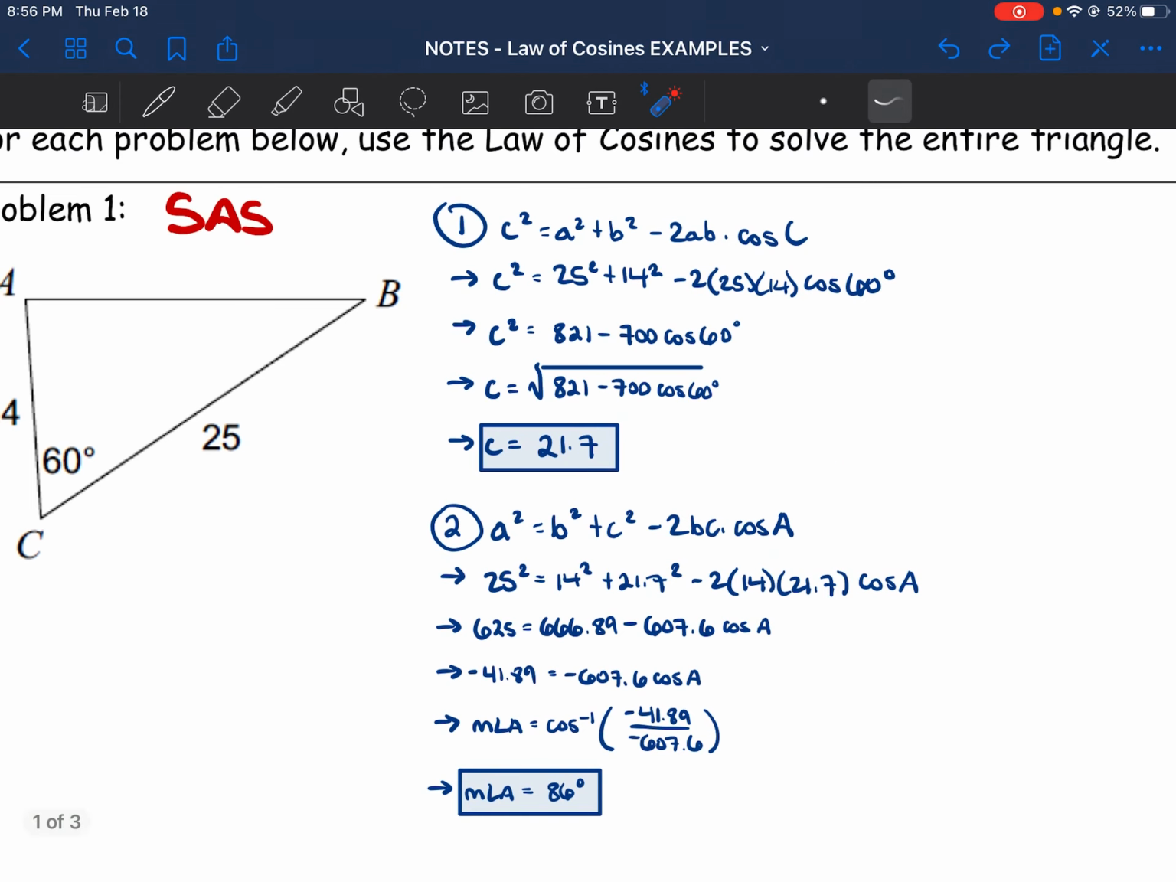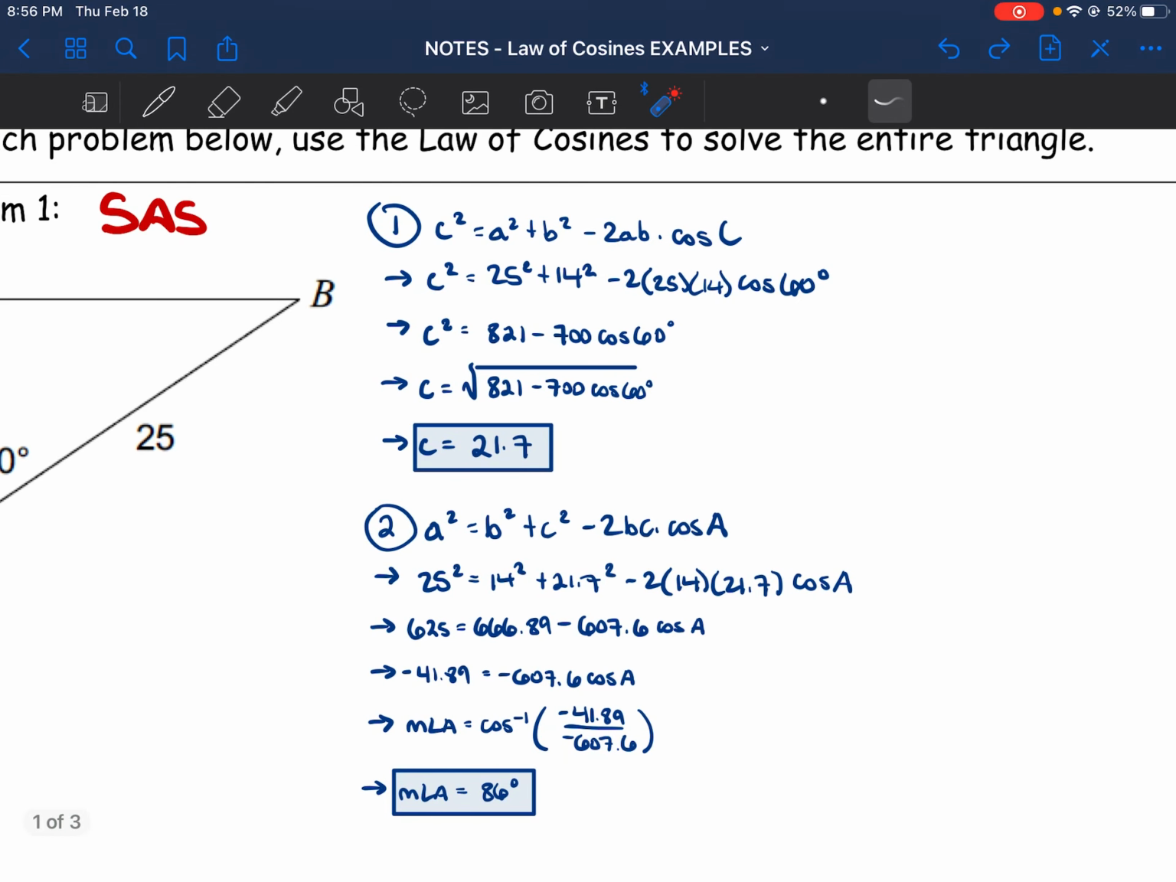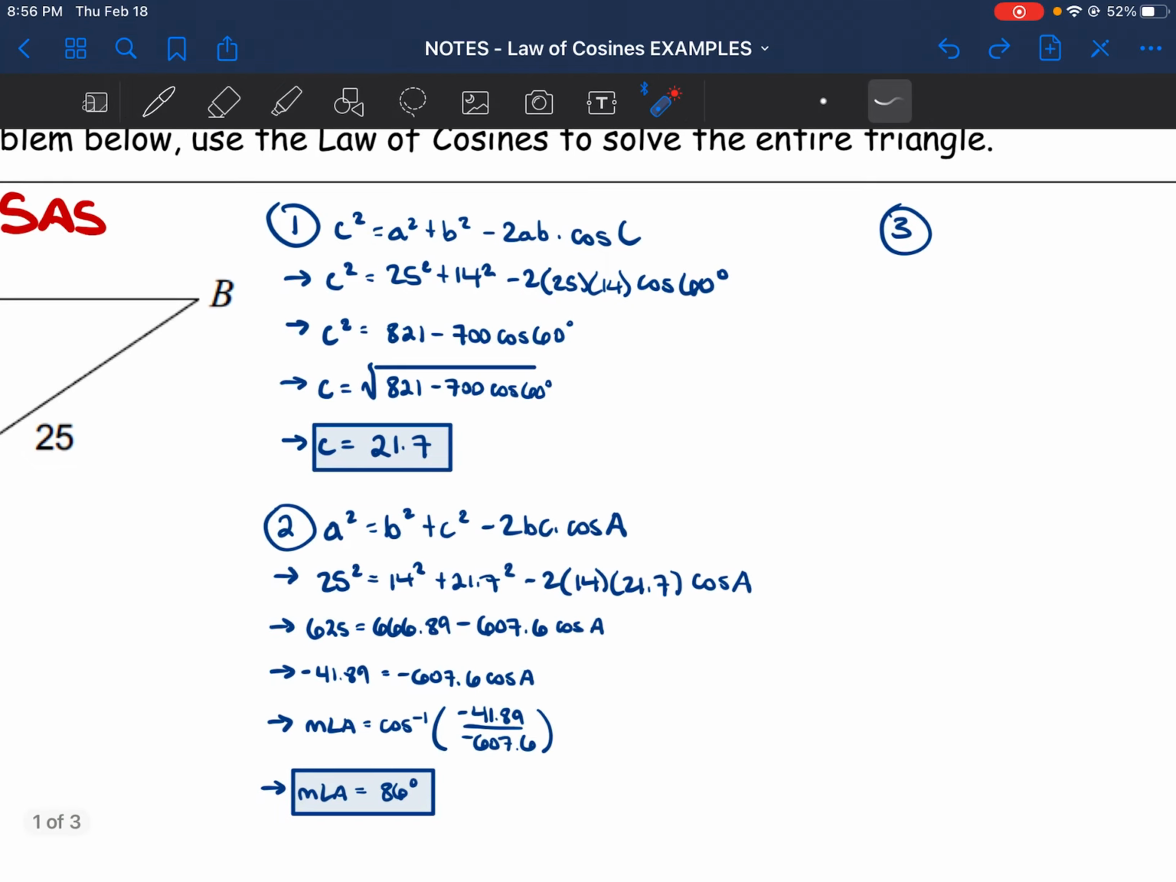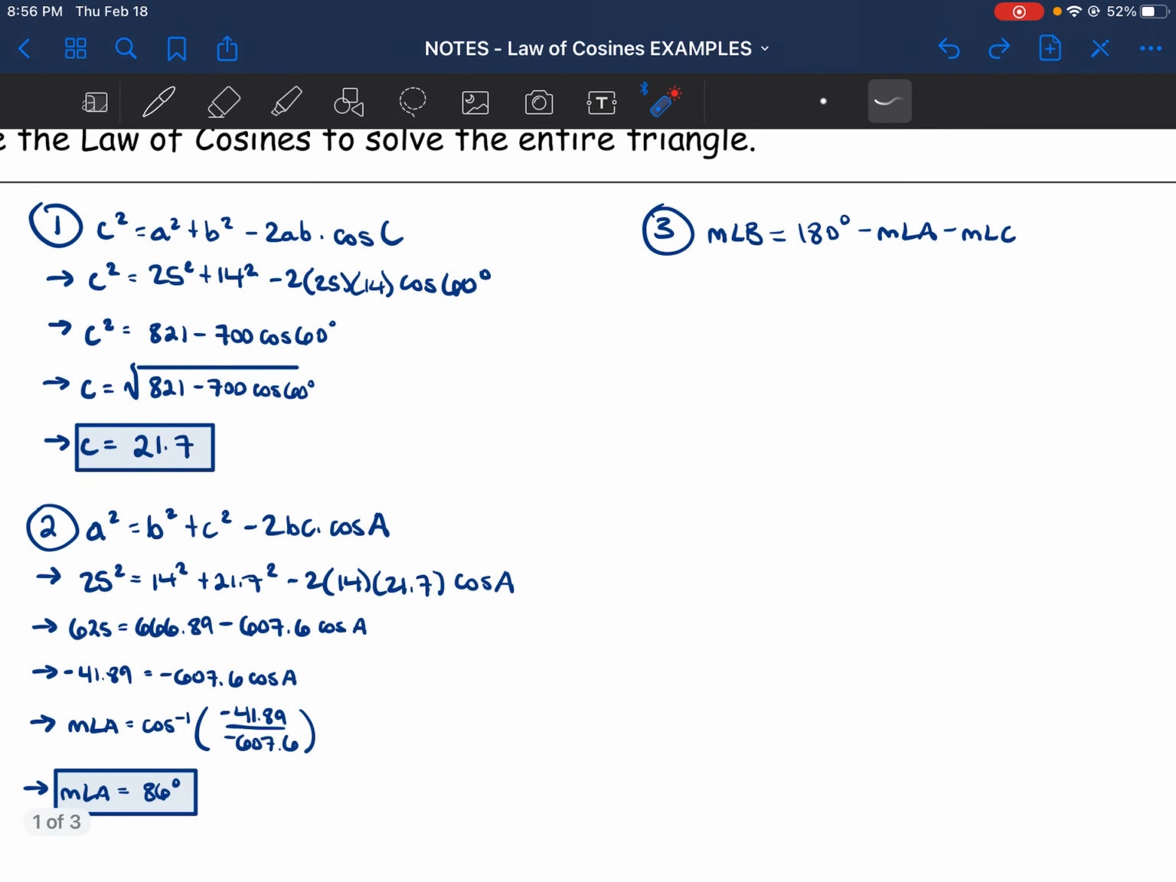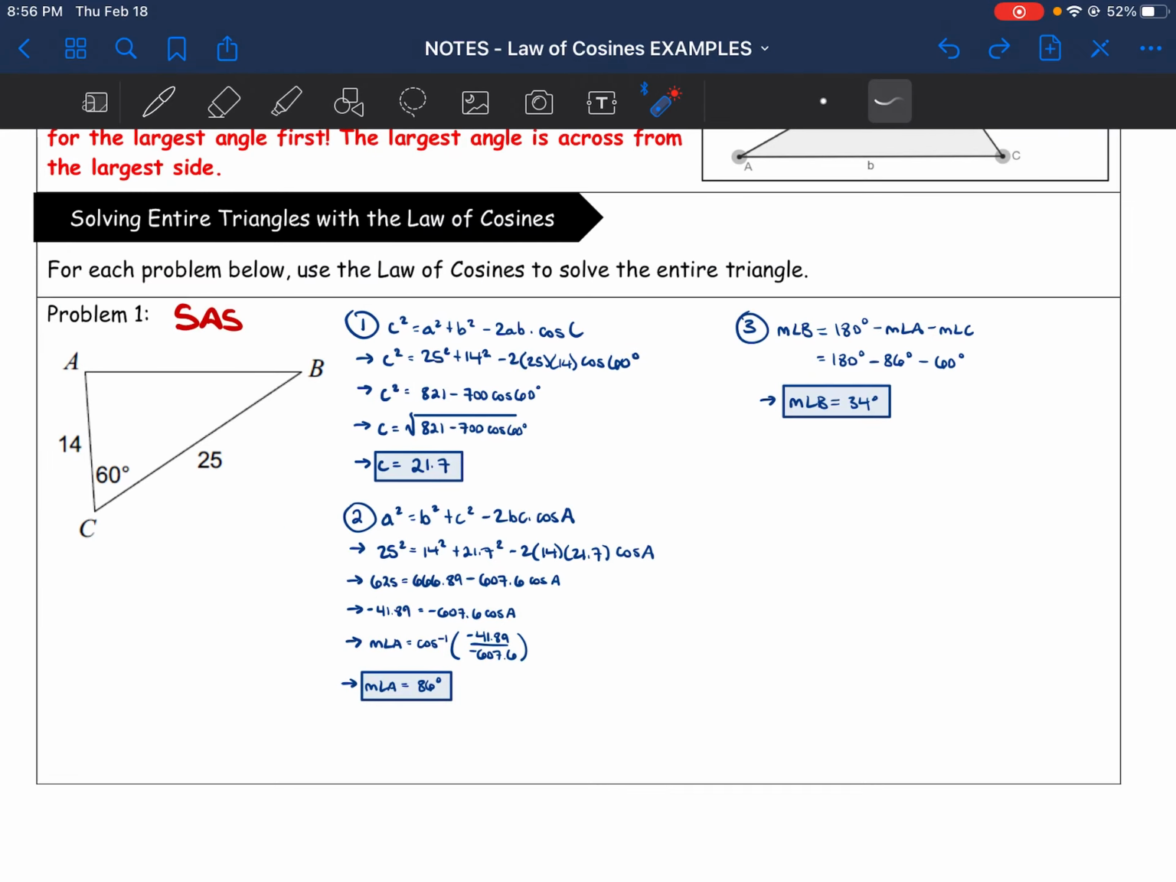Now the third step, if you're using the law of cosines, is pretty much always going to be the easiest step, because if you're looking for the last remaining angle, in this case angle B, well, we already know angle A and angle C, so we subtract those from 180 degrees, and that's going to get us the third missing angle, angle B, which is 34 degrees. And we have now solved the entire triangle. We have all three sides, 14, 25, and 21.7, and we have all three angles, 60 degrees, 86 degrees, and 34 degrees.